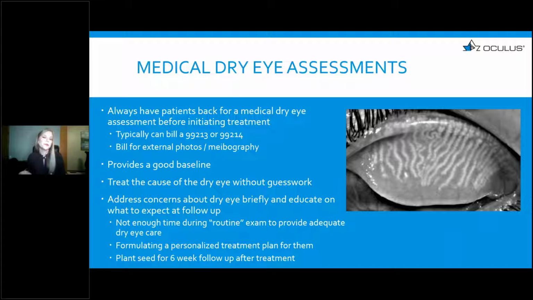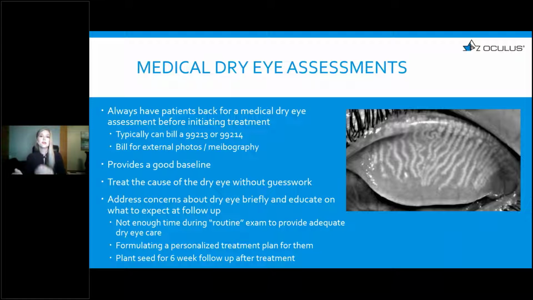Okay, so you want to have your patient back. I don't have enough time during the exam to go over an entire treatment protocol for my patient for dry eye after a routine exam. So I have them back. That way I can spend more face-to-face time with them and they come back in the office and we get great baselines. So we talk about planting the seed for a 6-week follow-up.